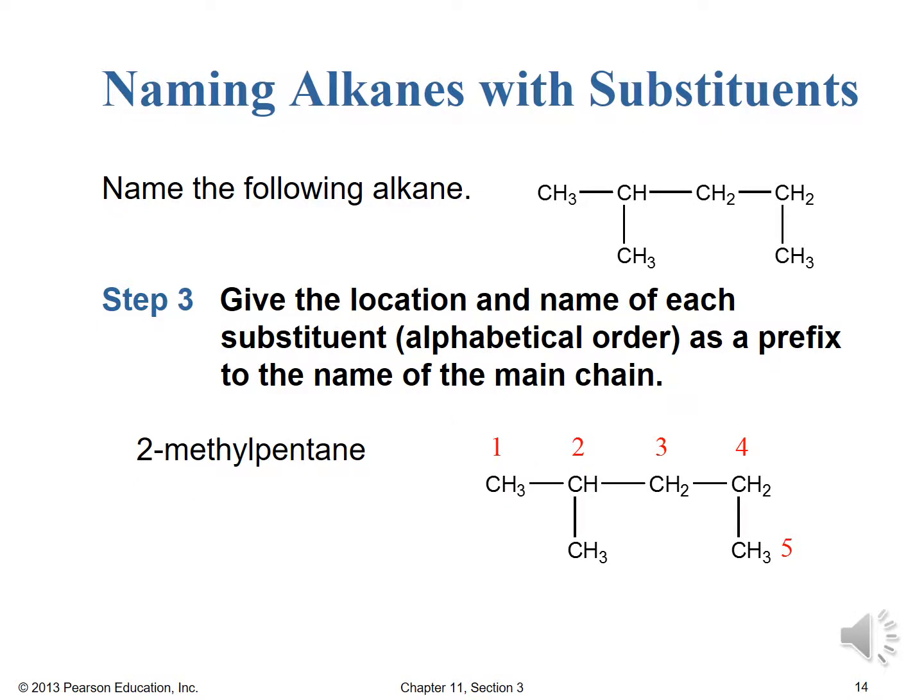All right, now here we are in step 3. We're going to give the location and name of each substituent in alphabetical order as a prefix to the name of the main chain. So based on our numbering and when we hit the substituent and the fact that in this case it's a methyl group, we're going to end up with a 2-methylpentane. Notice the 2 is separated from the name by a dash, and then the methyl substituent is not separated at all from the name of the main chain pentane. There's no space, there's no dash, nothing. All right, so there we have it, naming an alkane with a substituent.